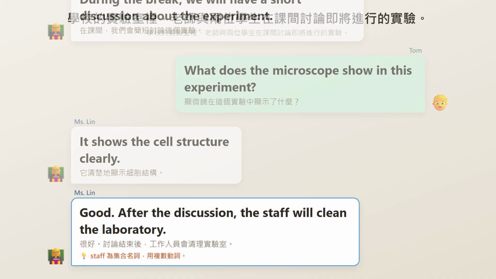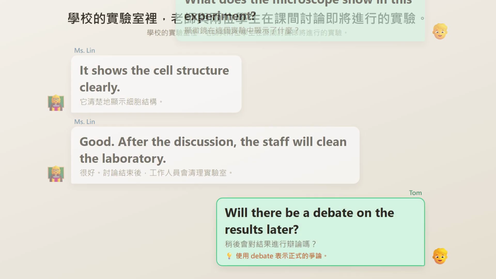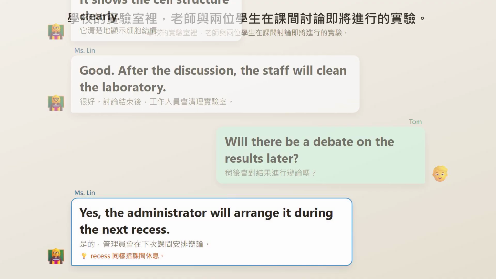Good. After the discussion, the staff will clean the laboratory. Will there be a debate on the results later? Yes, the administrator will arrange it during the next recess.